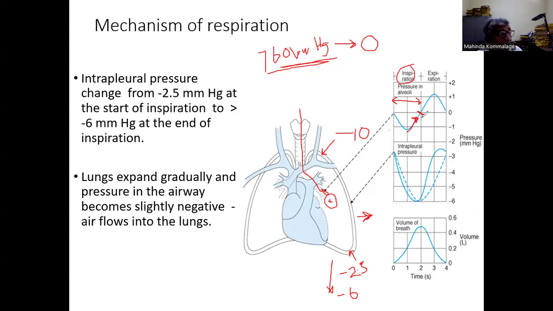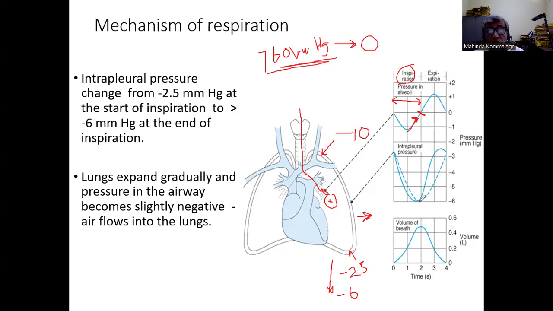What's the reason why airflow stops here? No pressure gradient. Intra-alveolar pressure and outside pressure are the same, so airflow stops. So when it comes to here, inspiration actually ends. Right? And the lungs fill with air. Lungs expanded and filled with air. The intercostal muscles and diaphragm contract and give full effort to keep the lungs expanded.